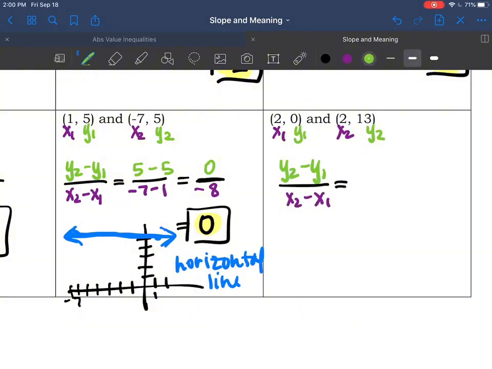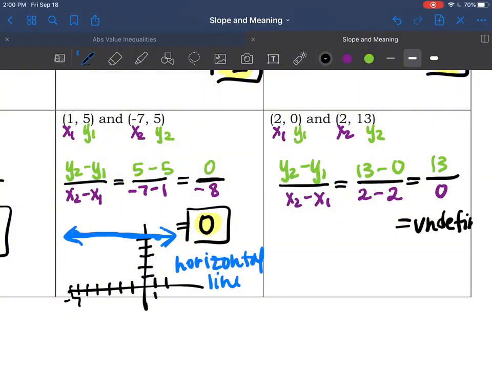All right, y2 minus y1 is 13 minus 0. And then on bottom, we have 2 minus 2. So 0 shows up once again, but this time it's on bottom. This does not equal 0. If you type this in your calculator, you're going to get a big error sign because you're not allowed to divide by 0. And what that means is it's undefined.